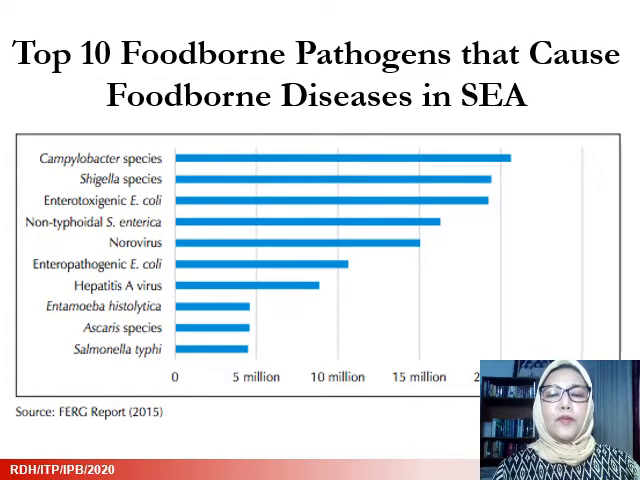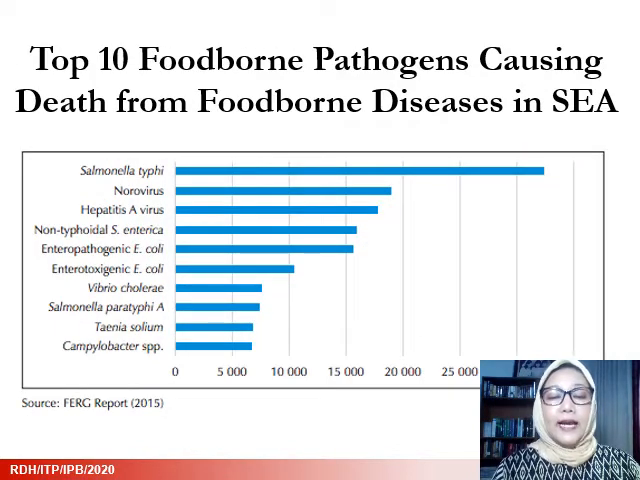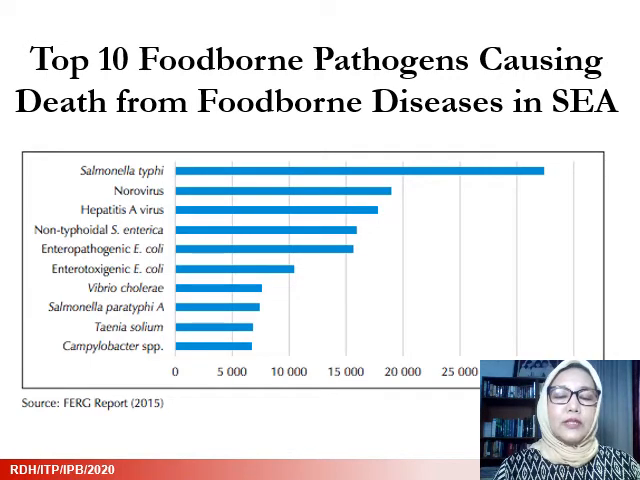This is the top foodborne pathogen that causes foodborne diseases in Southeast Asia, according to WHO. You can see Campylobacter as the one that causes the most outbreaks. However, when we rank these pathogens based on the ability to cause death, then Salmonella typhi ranks first and Campylobacter ranks the last one.